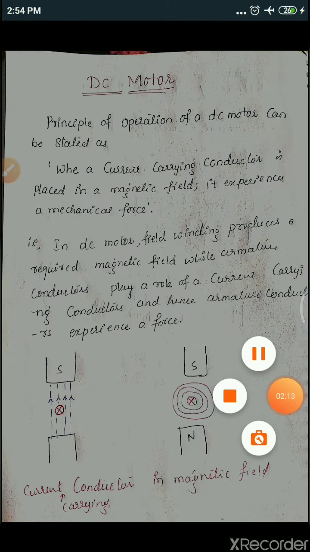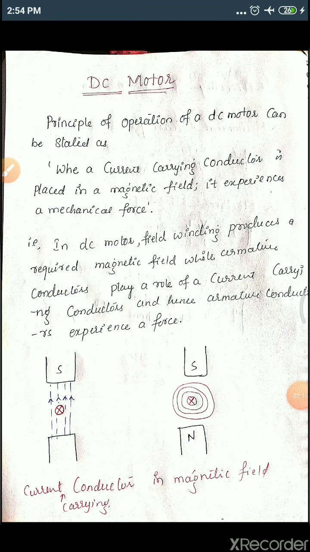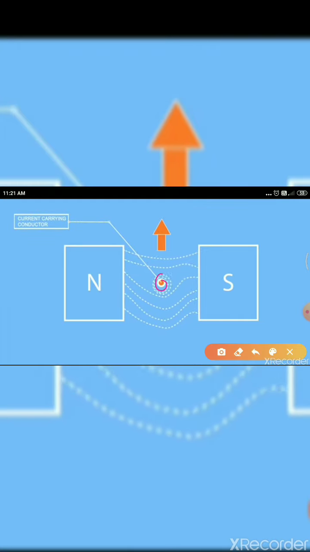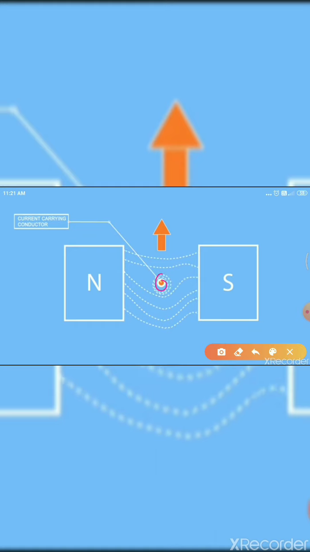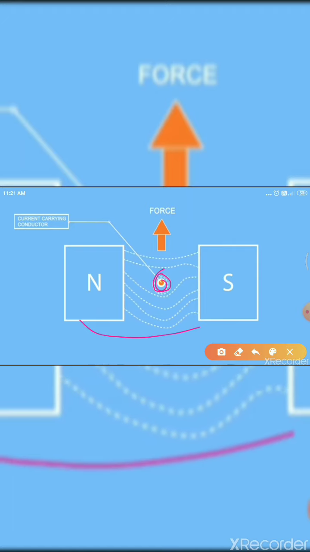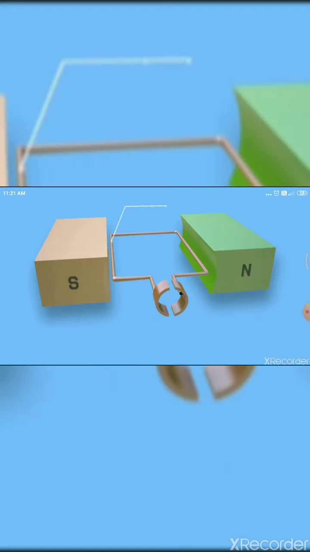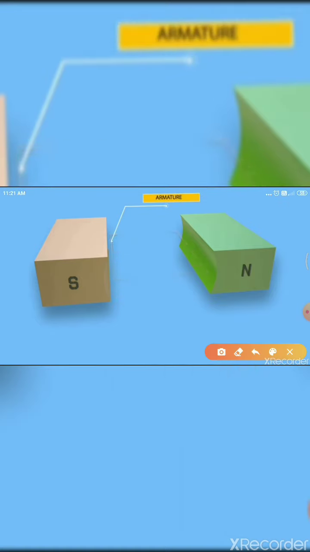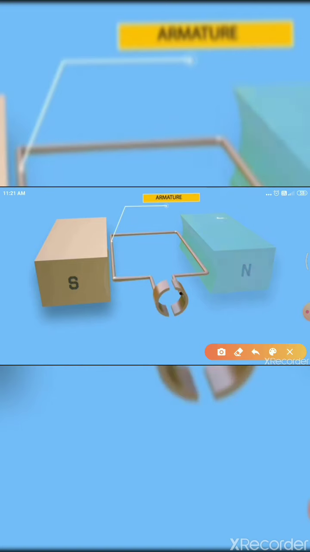Let's see the animation of this. We'll see now the working principle of a DC motor by animated video. As we have seen, this is a current carrying conductor. Whenever you keep a current carrying conductor in the magnetic field, it experiences a force. Just observe what materials we require for the motor construction, that is, how it is going to operate.